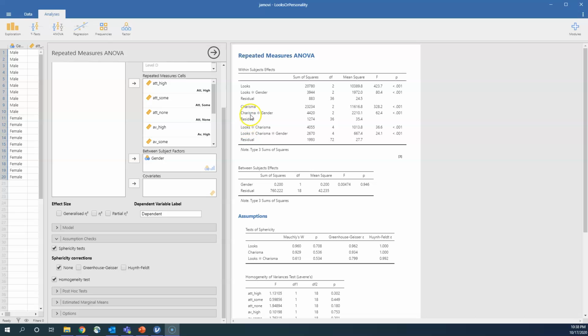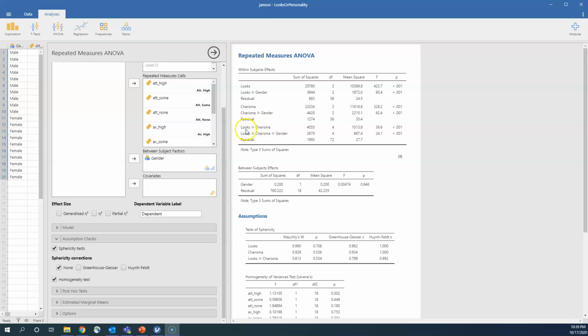And finally, I'll just stop there for a second and say what that means is, even though men and women didn't rate their dates differently overall, they did rate them on different criteria. So looks mattered a different amount to men and to women who were rating their dates. Charisma also mattered to different levels to men and women who were rating their dates. And the reason why we know that is because the levels of looks depended on gender. The influence of charisma depended on gender.